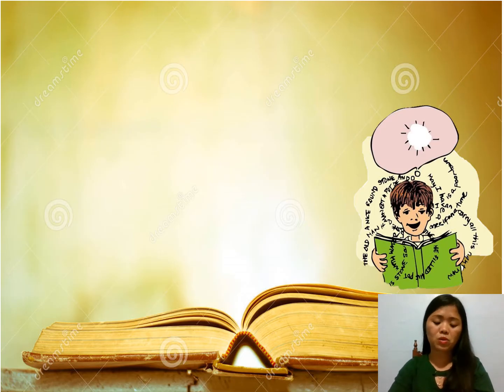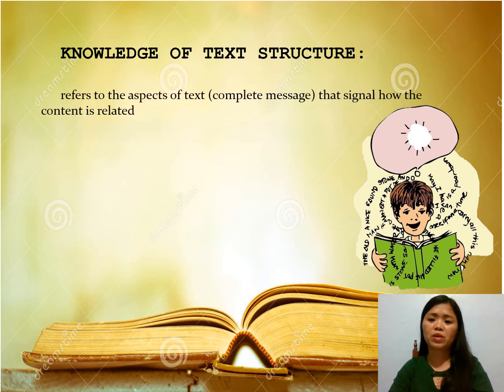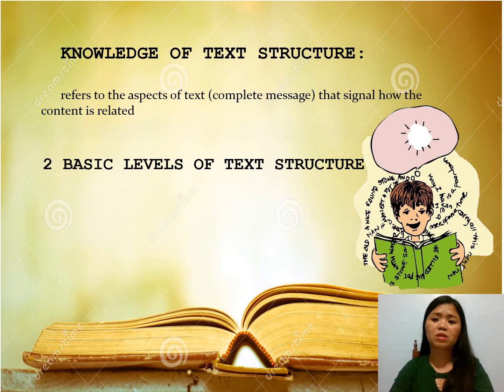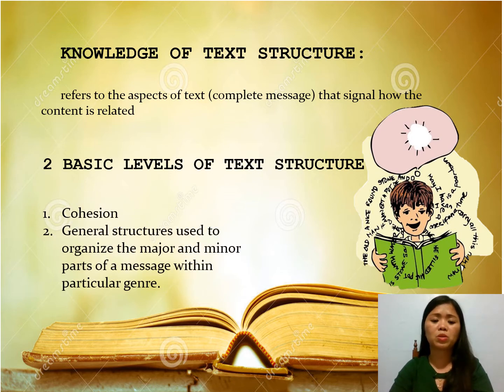Okay, now let's go to the knowledge of text structure. Text structure refers to the aspect of text or the complete messages that signal how the content is related. There are two basic levels of text structure. Number one is cohesion, and number two is the general structure used to organize the major and minor parts of a message within a particular genre.